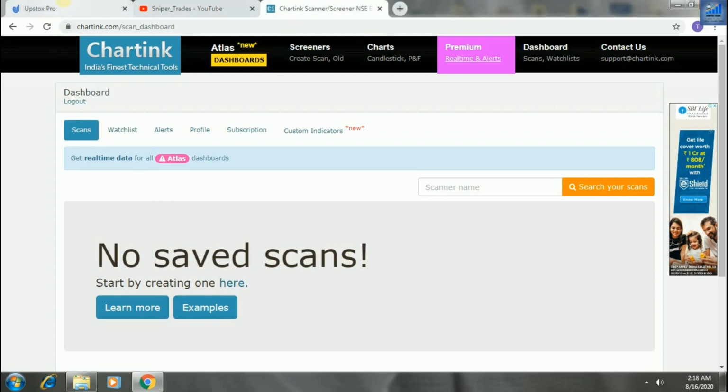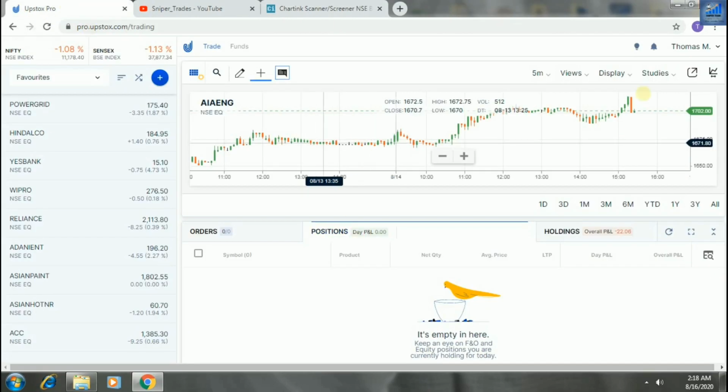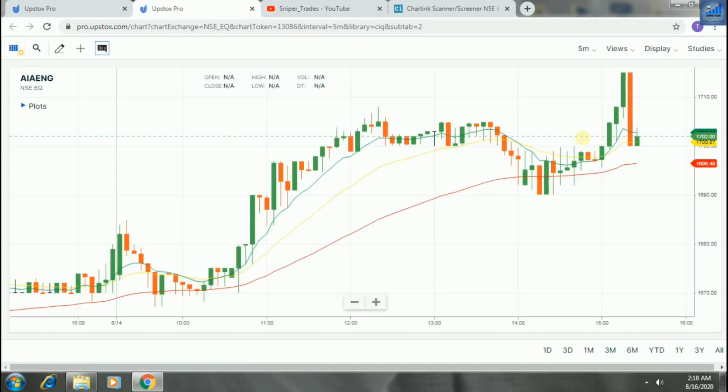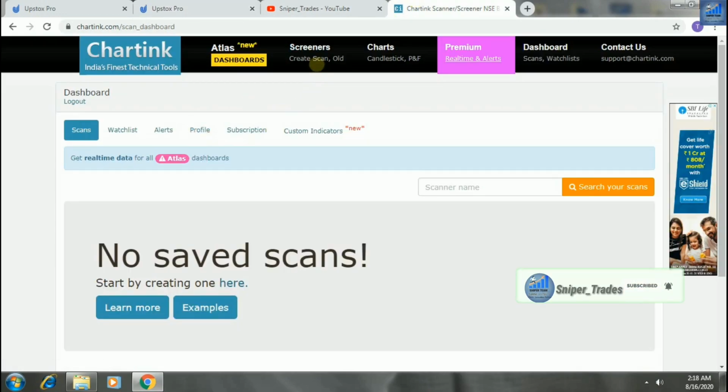For those who have no idea about the basic strategy, I'll just explain the basics now. Please listen carefully. We are using three exponential moving averages, that is the 9, 21 and 55 period exponential moving averages. The green line is the 9 period EMA, the yellow line is the 21 period EMA, and the red line is the 55 period EMA. To create the scan, first go to this screener section and click create scan.